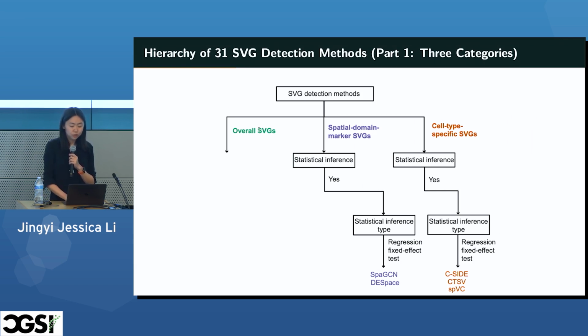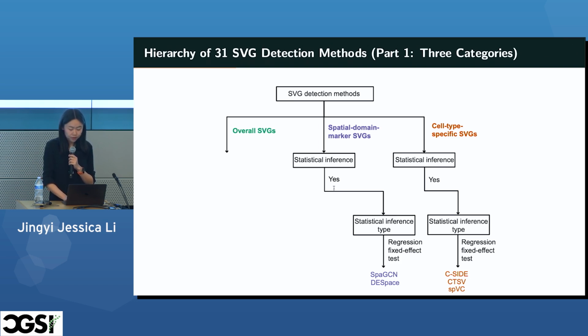So of course, we should do the categorization within each category, right? We should further divide overall SVG methods based on their methodologies. And because there are many fewer methods for the latter 2 categories, let's first look at them. For spatial domain marker SVGs, we look at the methods and we see whether they provide any statistical significance. This is what we call statistical inference, which means that for the detected SVGs, do we know how confident we are for them statistically, right? Like a p-value, for example.